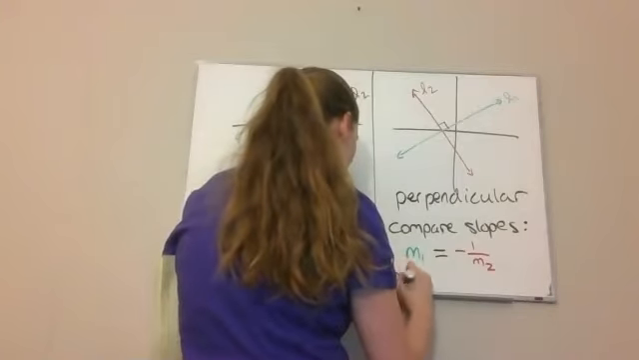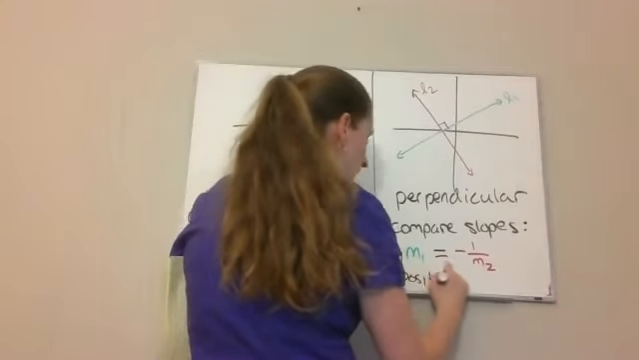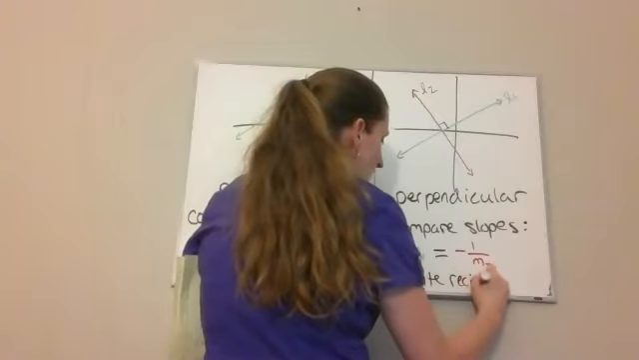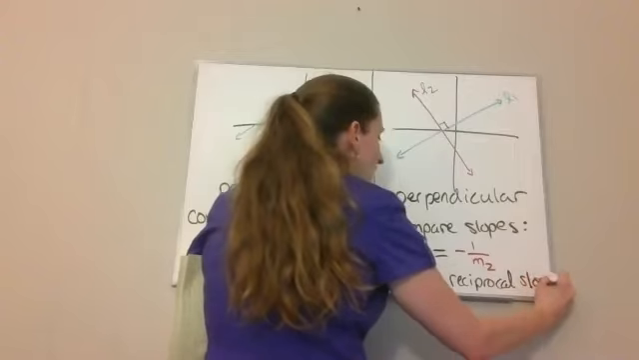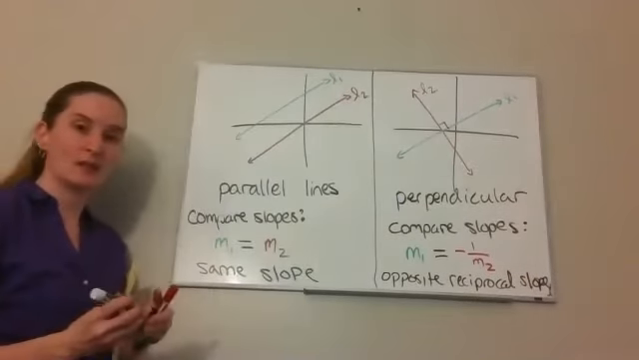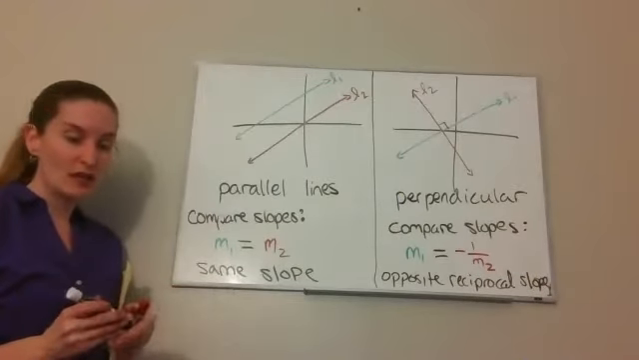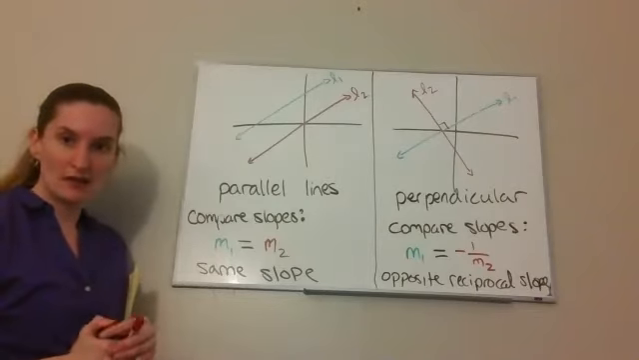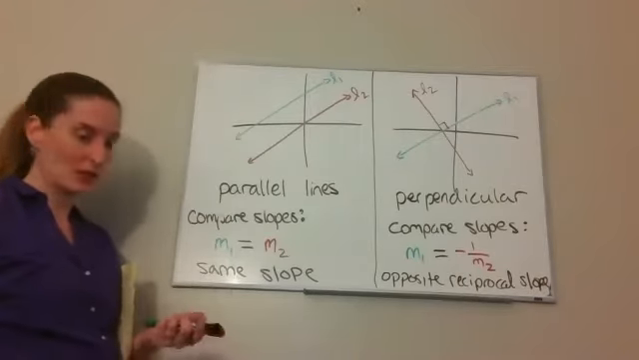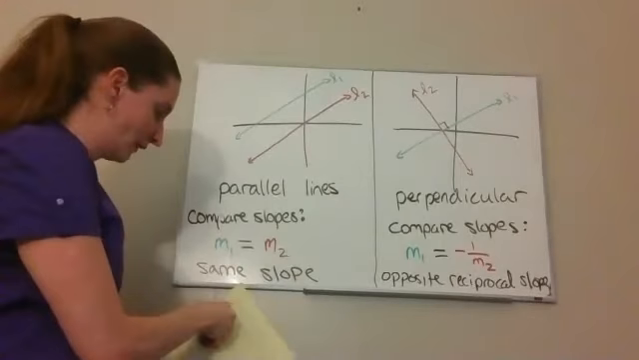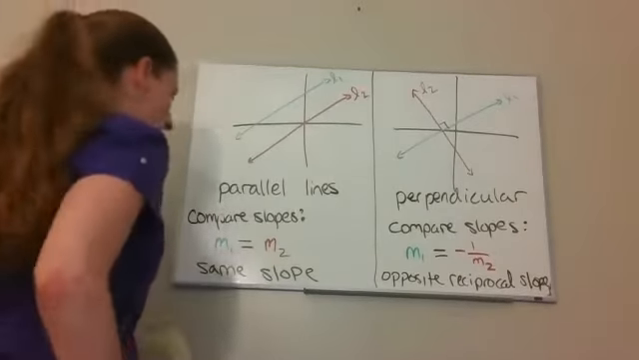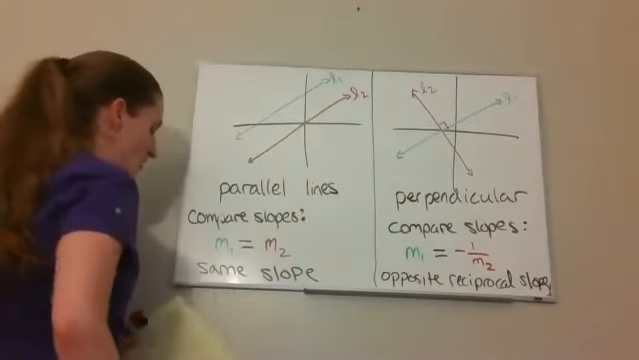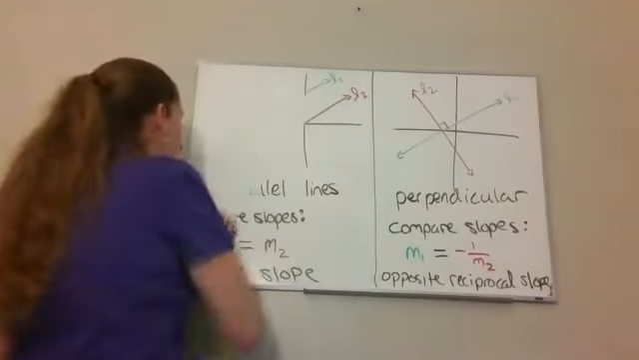So opposite reciprocal slopes. That's what makes parallel lines and perpendicular lines special, is that we know parallel lines always have the same slope, perpendicular lines always have opposite reciprocal slope. So let's use this knowledge to do an example.